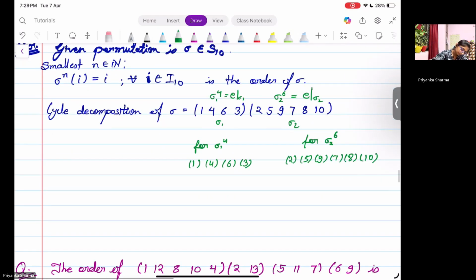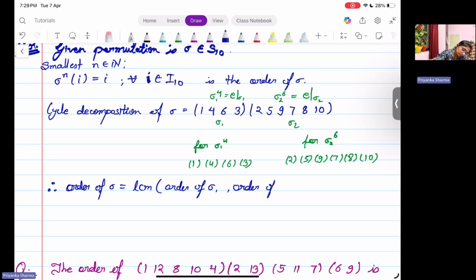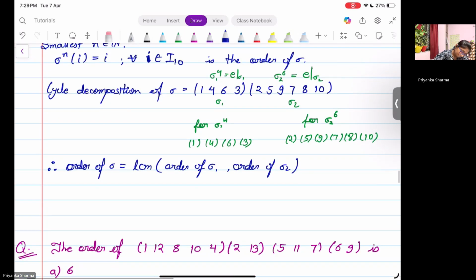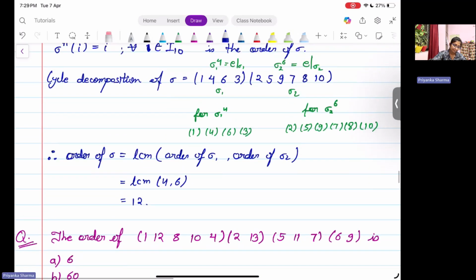Okay. Therefore, the order of sigma is the LCM of the order of sigma 1 and the order of sigma 2. That is the LCM of 4 and 6. So that is 12.